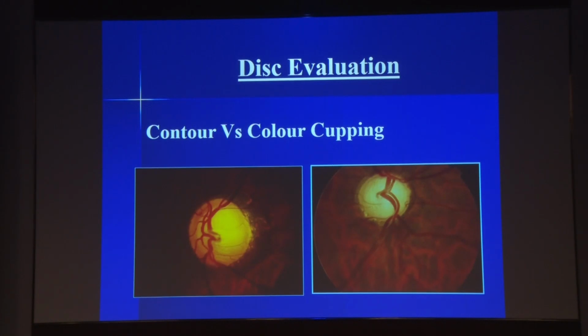Then the contour versus color cupping. If I ask you what is the cupping in this, you might say the amount of cupping is 0.6. But if you see the dipping of the vessel here, this is the contour cup. So the difference between the color cupping and the contour cupping, you need to make a decision. You see the dipping of the vessel, the bayonetting of the vessel, the contour cup is almost near total, about 0.9 cup, which may not correlate with the color cupping. Color cupping can be less, but you need to assess the vasculature, where the vessels are dipping, and get to know about the contour cup to come to a conclusion as to structurally what is the level of optic disc cupping.